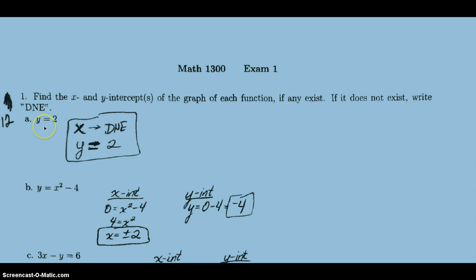So y equals 2. If we picture that, that's just a horizontal line. And so a horizontal line is not going to ever cross the x-axis, assuming it's not the x-axis itself, which is not. It's 2 units above the x-axis. So no x-intercept. Of course, that'll cross at y equals 2 because every y value for any x value on that line is always 2.